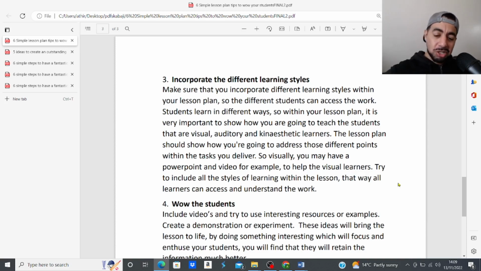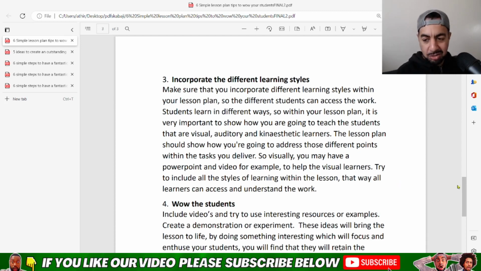So as much as possible, what we try and do is make sure that all students access the work by including all the different styles of learning within the lesson. So as much as possible, try to think about your lessons and think about what else can I incorporate within this lesson which has the different learning styles.